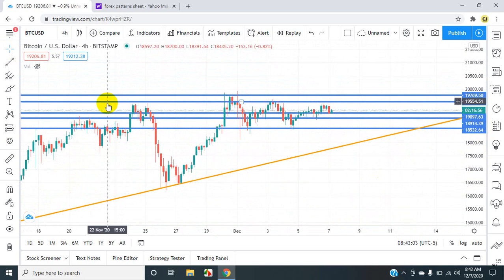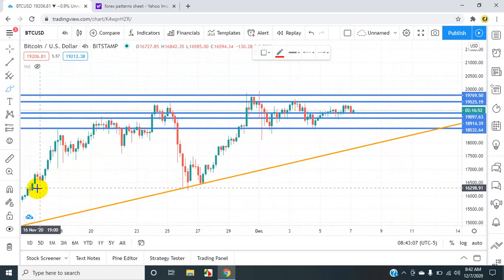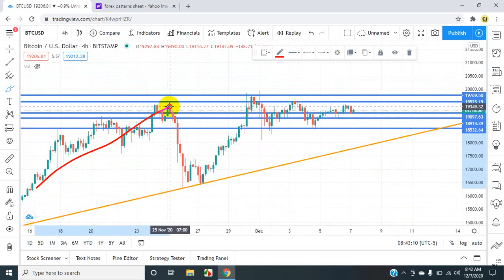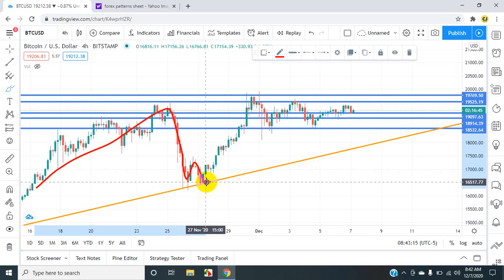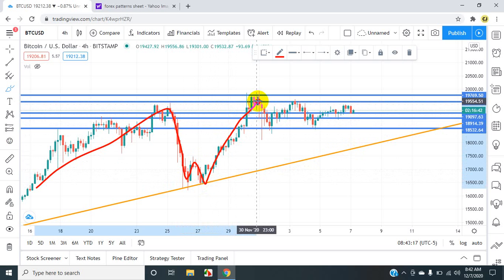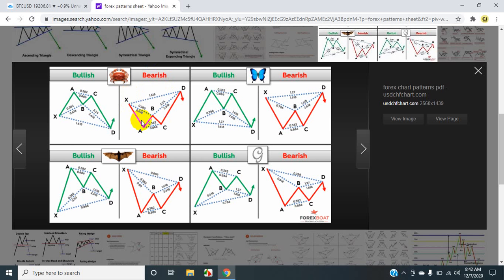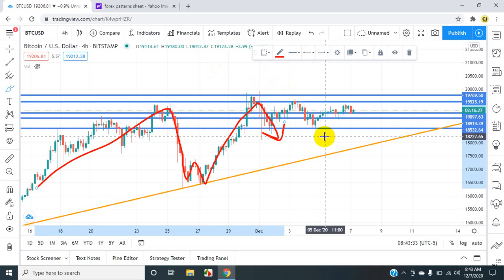So let's take a look at the overall picture. Price came up, reached higher highs, came back down, created that W formation, pushed all the way back up to the top, and from what we've seen in the Forex pattern sheet, the market should be going down. And we see the same thing: down, up, down, up, big drop down. So it's the same type of pattern, so it'll probably happen.